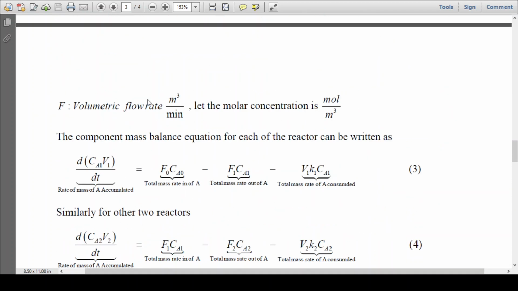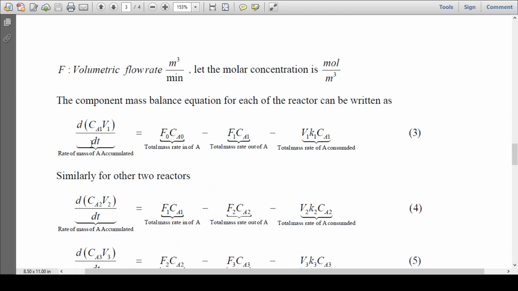F is the volumetric flow rate in meter cube per minute, and molar concentration is in mole per meter cube. Now we can write the component mass balance for each of the reactors. For the first reactor, the rate of accumulation of A inside reactor 1, d(CA1 V1)/dt, equals the rate of mass of A entering, F0 CA0, minus the rate of mass of A leaving the reactor, F1 CA1, minus the rate of A consumed due to the reaction, V1 K1 CA1.